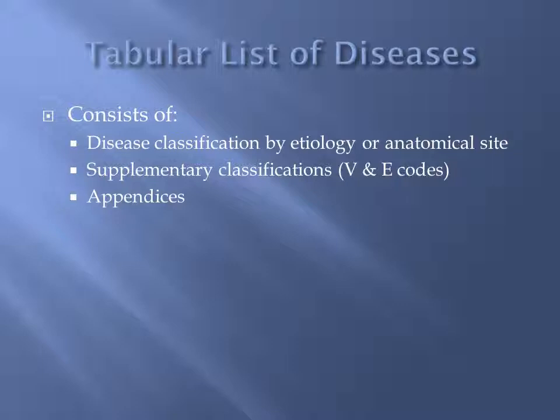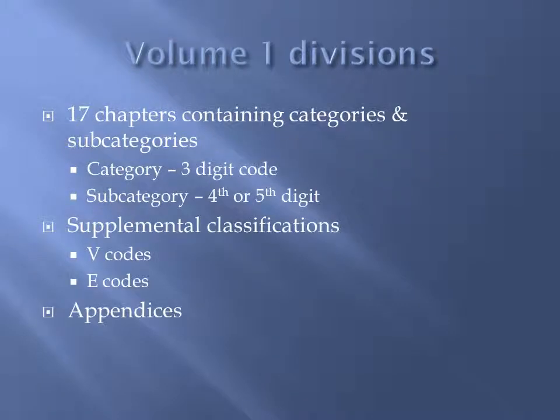Volume 1 is a tabular list of diseases, and it consists of disease classifications by etiology or anatomical site, supplementary classifications, which are V codes and E codes, and appendices. The first part of Volume 1 is divided into 17 chapters, containing categories and subcategories. Now, your categories are your 3-digit codes. Subcategory is your 4th or 5th digit.